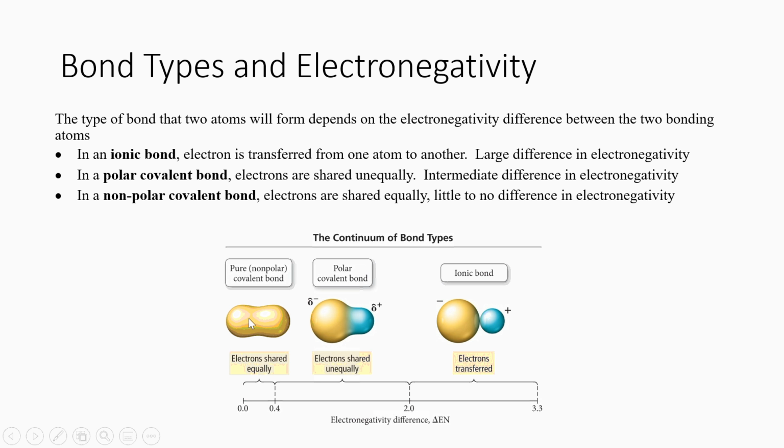At the other extreme, if the electronegativity difference is 0, so if they've got the same electronegativities, then they're going to have equal attraction on the electrons. So they're going to share those electrons equally. And that's what we call a non-polar covalent bond.